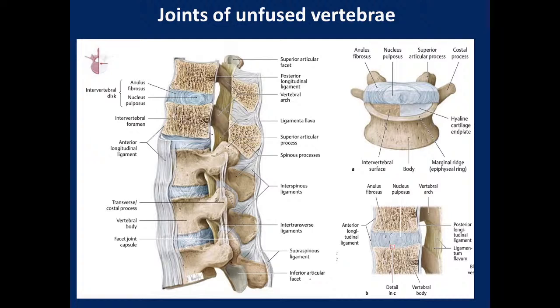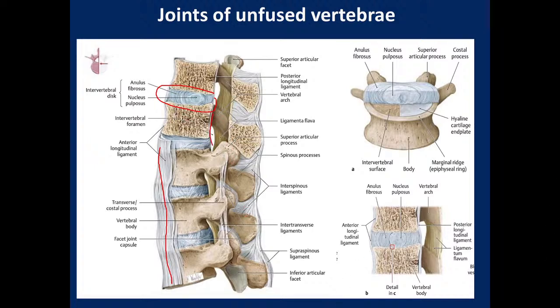Here you see different joints between the vertebrae. The main role is played by these joints called intervertebral discs. The bodies of the vertebrae are also connected with ligaments, the longitudinal anterior and posterior ligaments.